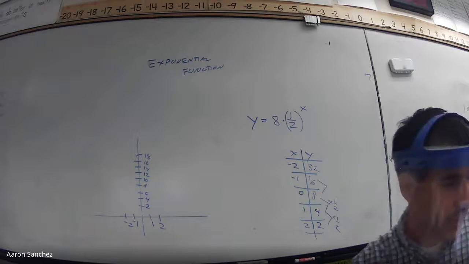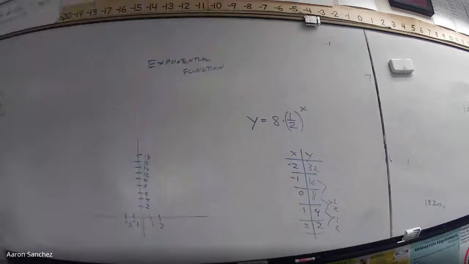All right. Let's see what you got real quick, Rosie. Okay. So, -2, 32, so good. -1, 16, that's right. 0.